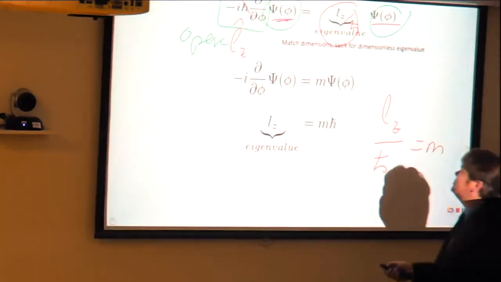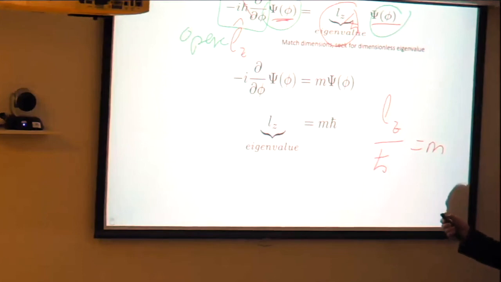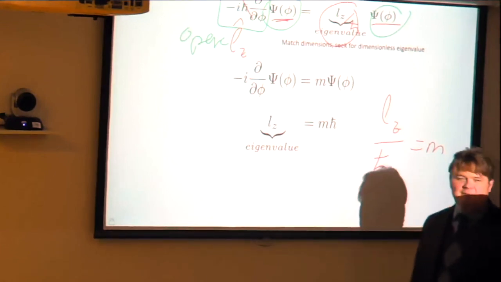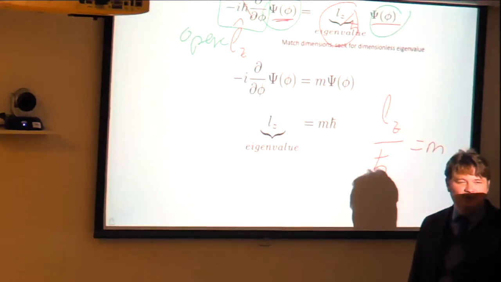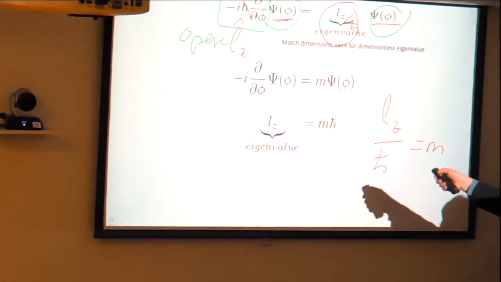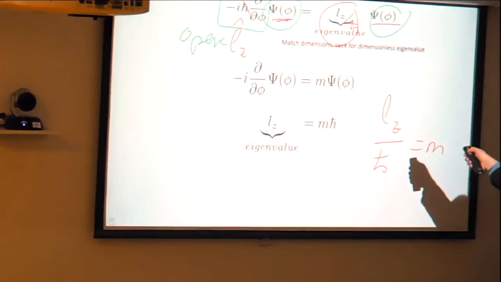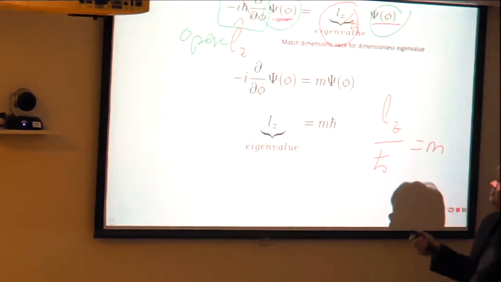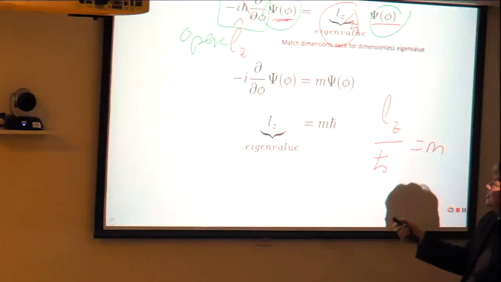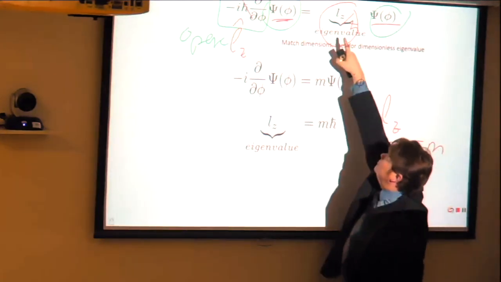Okay. We are trying to find eigenstates of this operator, minus i h bar d by d phi. Our wave function psi depends on phi. So minus i h bar d psi of phi by d phi equals the eigenvalue times psi of phi. And no one can forbid us to divide both left and right by h bar, so that on the left we will have just the derivative, and on the right, the ratio of the eigenvalue of angular momentum to the Planck constant.